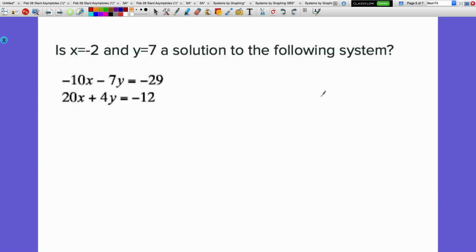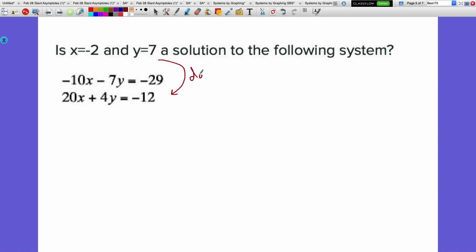All right, now we're going to practice checking to see if some ordered pair, some combination of an x and a y value, is a solution to a system. So is x equals -2 and y equals 7 a solution to this system? We're going to find out by doing substitution. We're going to see if this makes both of these balance.